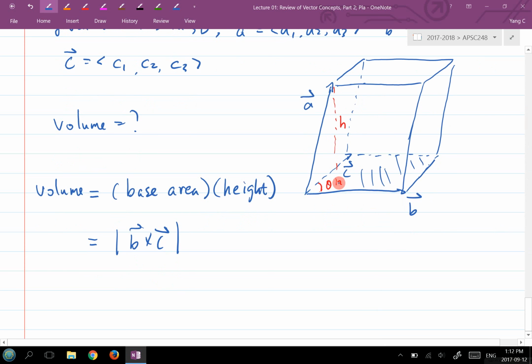The height could also be expressed as what? The projection of the vector A in which direction? That's right. So you can also say that the height is basically the projection of A in the direction that is perpendicular to the plane formed by B and C. Okay? That makes sense?